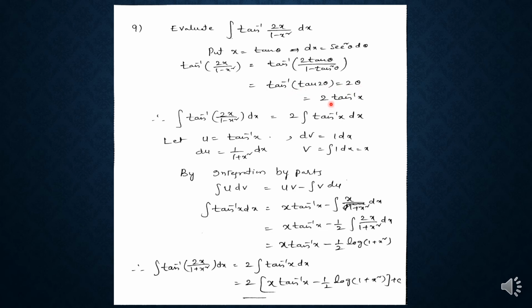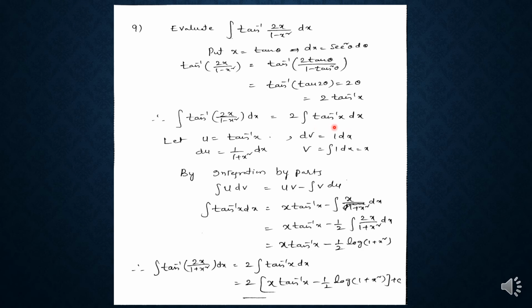theta. If we write theta in terms of x, if x is equal to tan theta, theta is equal to tan inverse x. So therefore the integral of tan inverse of 2x by 1 minus x square dx is equal to 2 into the integral of tan inverse x dx.